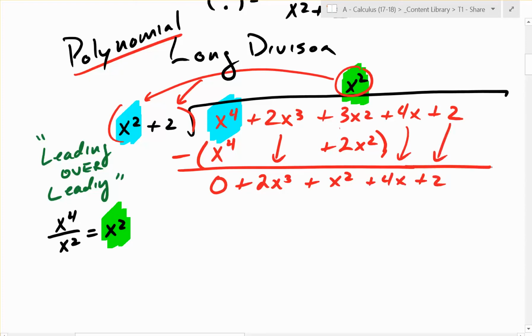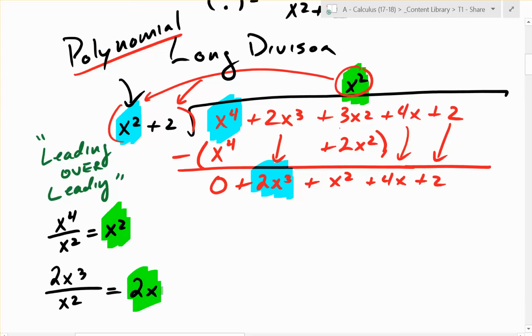You're now going to do the exact same thing again, leading over leading. Now our leading term is 2x cubed. This leading stays the same, x squared. Well, 2x cubed over x squared is 2x. You now take that 2x and you put it up here, so it's going to be plus 2x.